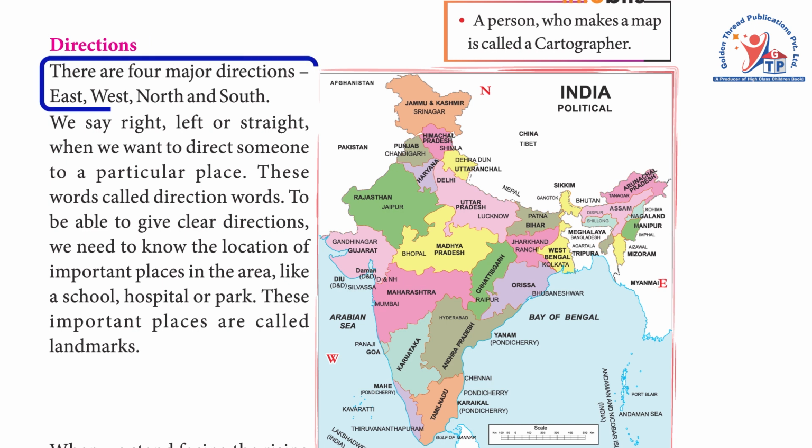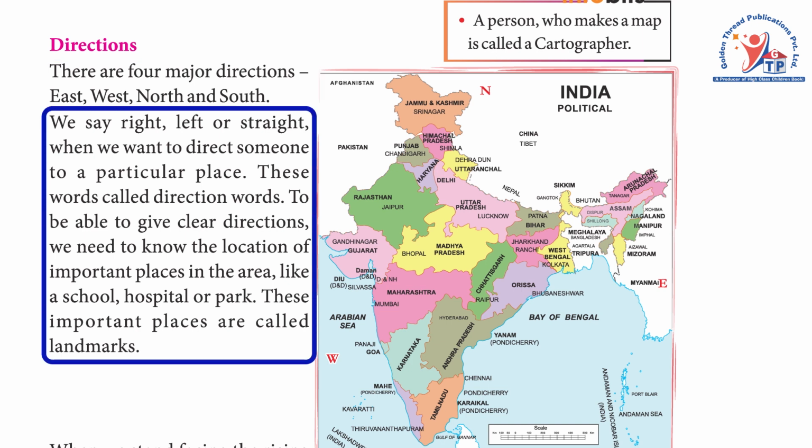Directions. There are 4 major directions: east, west, north, and south. We say right, left, or straight when we want to direct someone to a particular place. These words are called direction words. To be able to give clear directions, we need to know the location of important places in the area, like a school, hospital, or park. These important places are called landmarks.